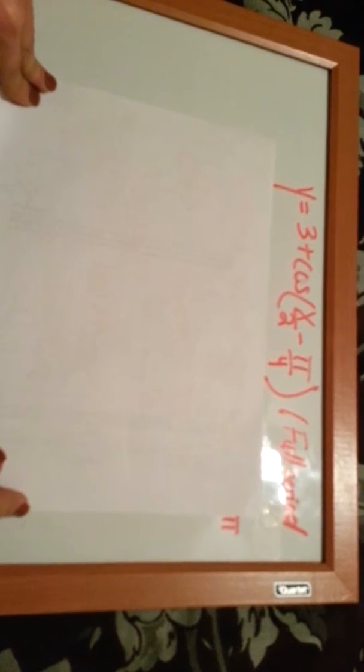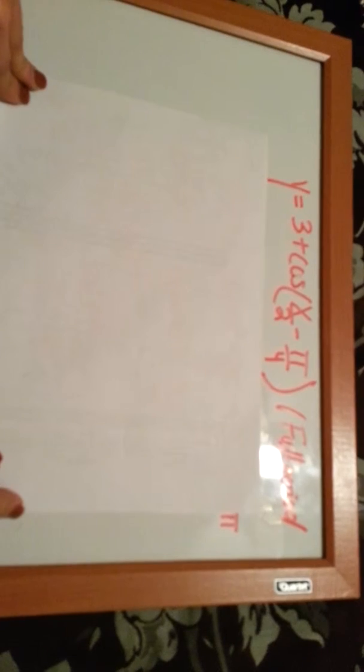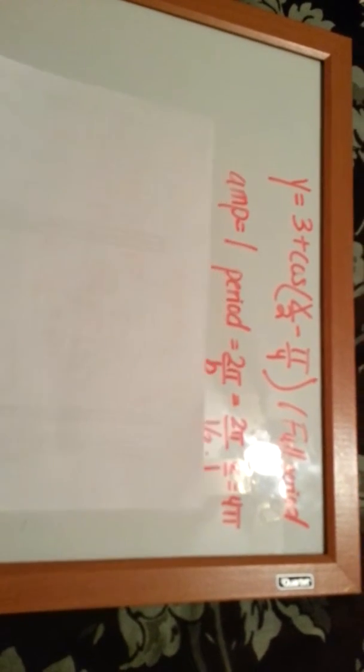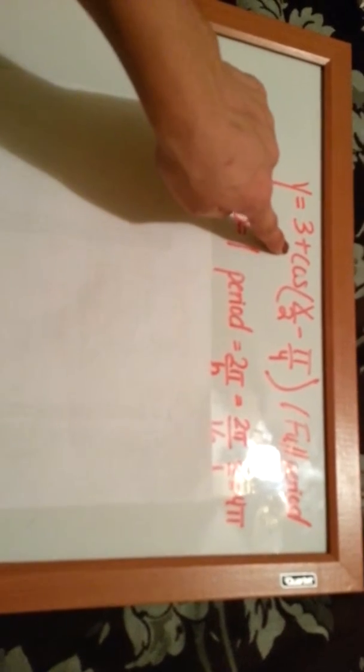Of learning how to graph trigonometric functions. We're going to start off with the second function, which is y equals 3 plus cosine parentheses x over 2 minus pi over 4, and we're going to do one full period. Then we're going to find its amplitude. Its amplitude is 1 because in front of the cosine there is 1.